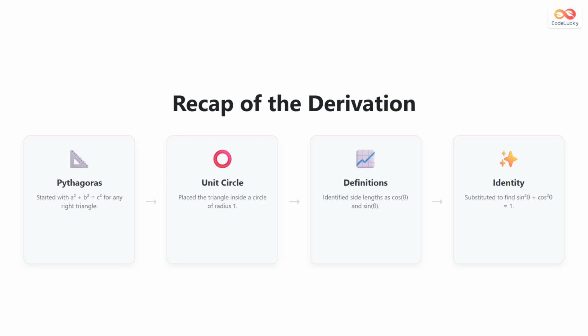To recap, we started with the Pythagorean theorem, applied it to a triangle inside the unit circle, used the definitions of sine and cosine, and found that the sum of their squares is always 1.